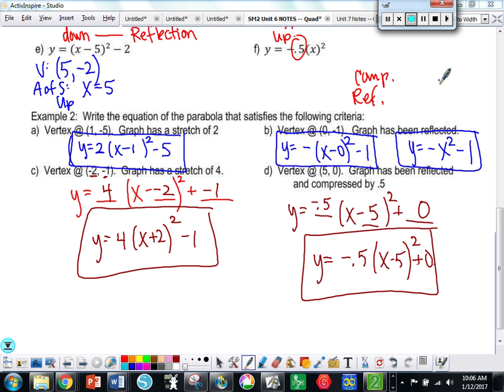Really quick, I don't know if this is your question. What does it mean to have the center or the vertex at the origin? What does that mean? 0, 0. Is that your question? Yeah, the vertex at the origin means that the vertex is happening at 0, 0.